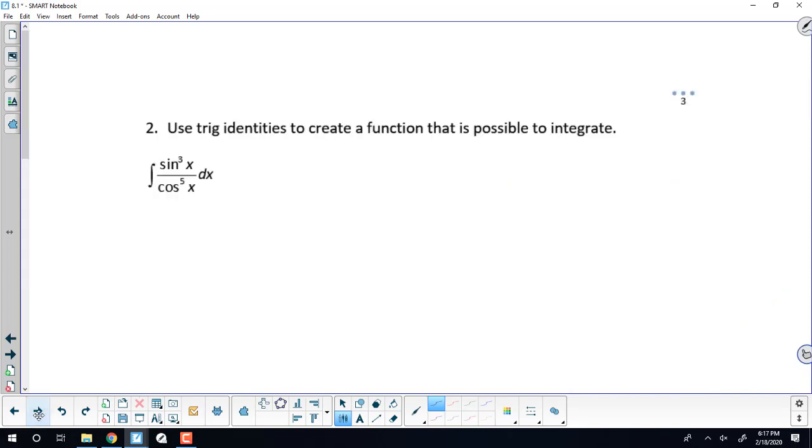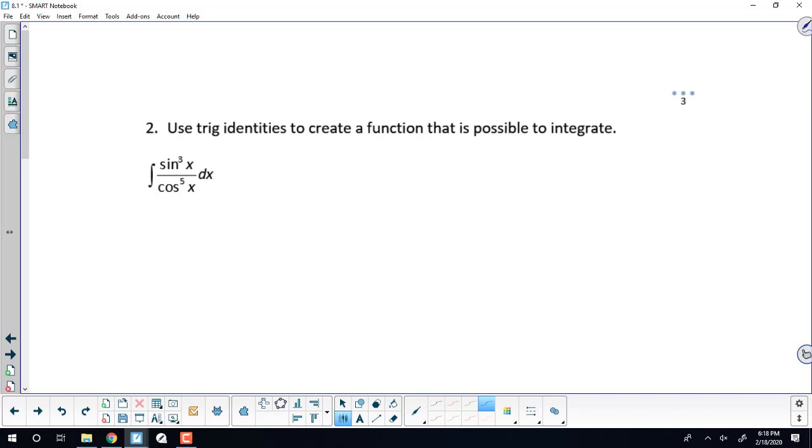With trig functions, we'll see trig functions again in 8.3, I think. There's a couple of procedures we look at in 8.3, but oftentimes we can just rewrite them using various identities, keeping in mind that we want something that we know the antiderivative of, or that we could use u substitution to solve.